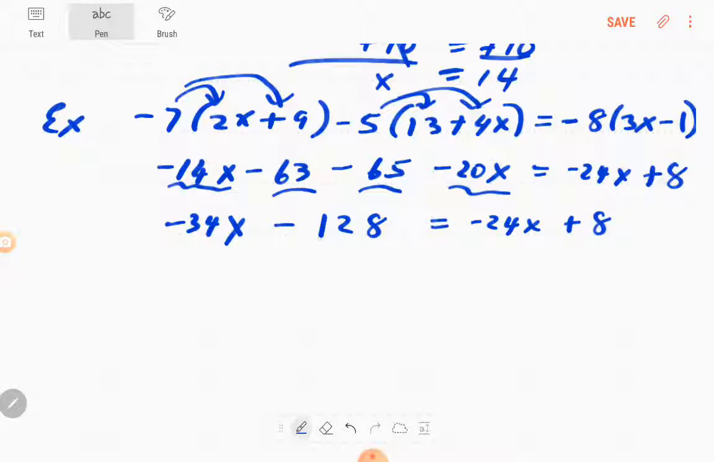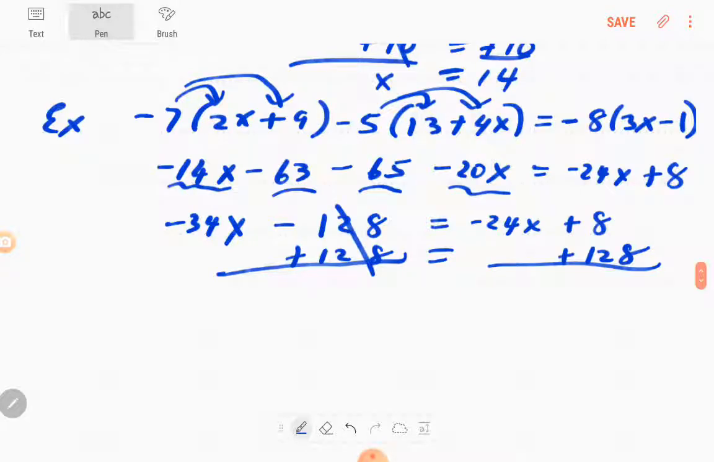So first I could add the numbers together. I'm moving across the equal sign, so I'm using addition property. So I'm going to add 128 to both sides. So plus 128. This gets rid of this over here. That leaves minus 34x is equal to minus 24x, and this becomes plus 136.